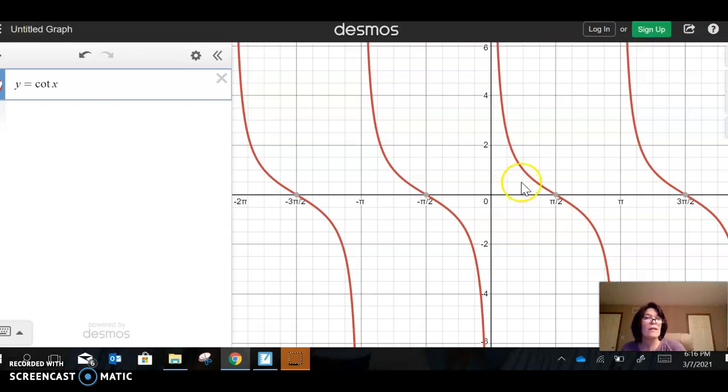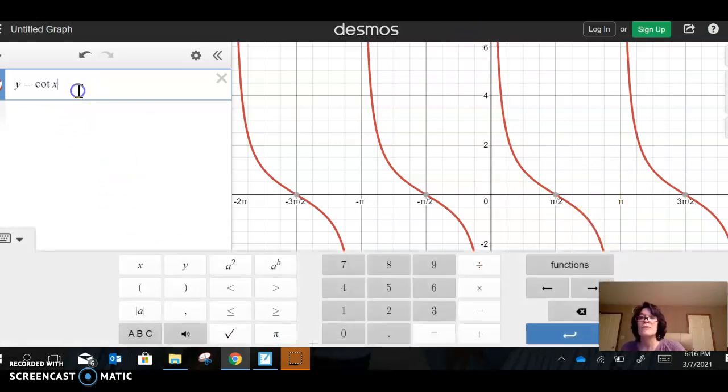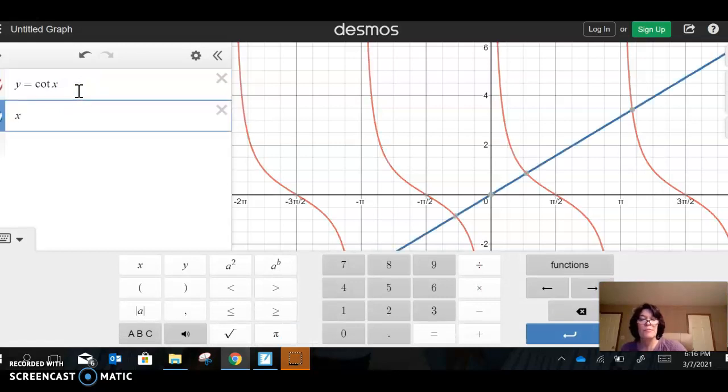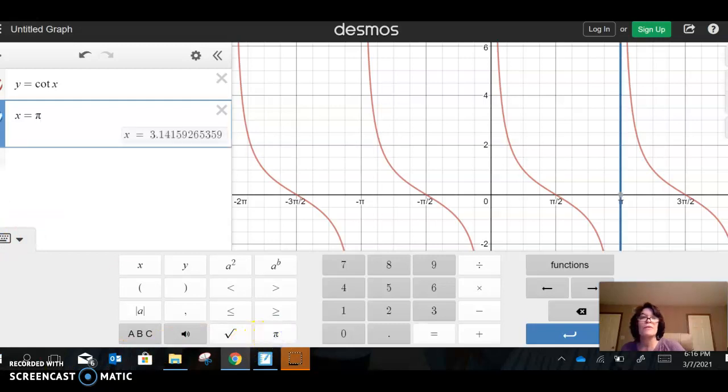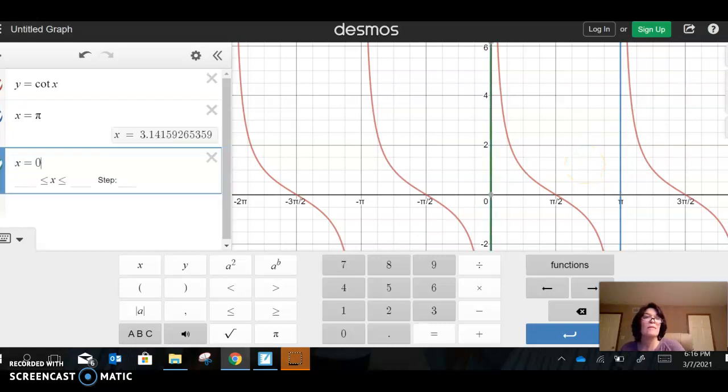Because the cotangent of pi over 4 is 1, and the cotangent of negative pi over 4 is negative 1. But remember, the asymptotes are in between here. The cotangent of 3 pi over 4, which is in the second quadrant, is negative 1. So that's where those come from. I know we can't see the vertical asymptotes here, so I'll type one in. x equals pi is a vertical asymptote, and x equals 0 is another vertical asymptote.